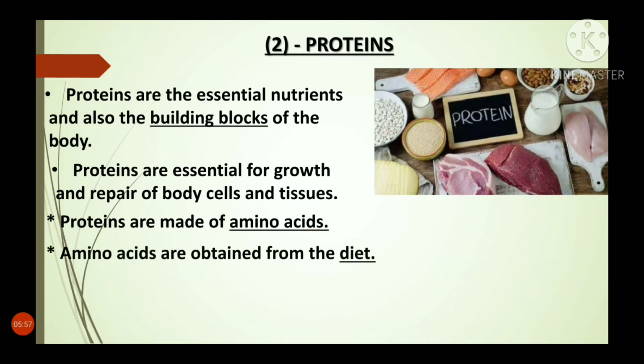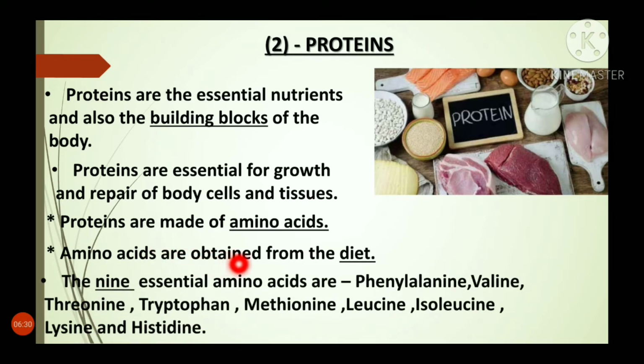Amino acids are obtained from the diet because essential amino acids, which are required for our body, are those that cannot be biosynthesized by the body. So when some amino acids are not prepared by the body, we will have food that provides amino acids and helps us to grow and repair our body cells and tissues.